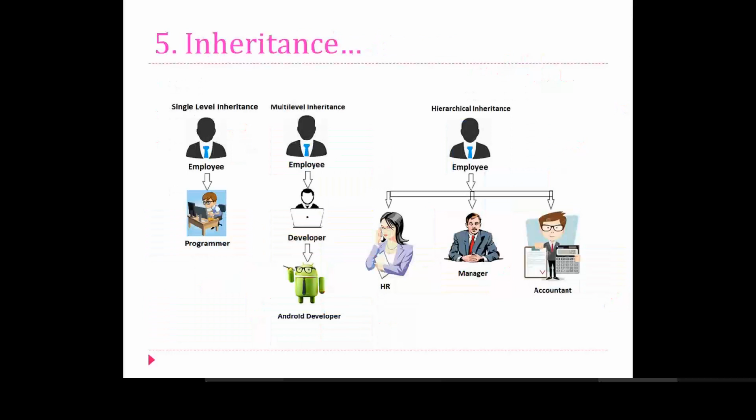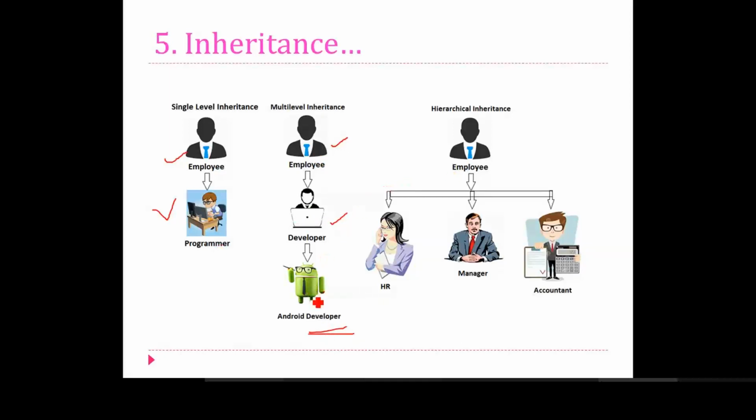Okay. So here is a real-time example of inheritance. What are the three types of inheritance? First one is single level. In single level, you have an employee and a programmer. The programmer needs to get instructions from the employee, and he can program it. Next is multi-level. In multi-level, there is a super class called employee, a developer, and a more specialized class called Android developer. Employee can be developer, HR, anything.